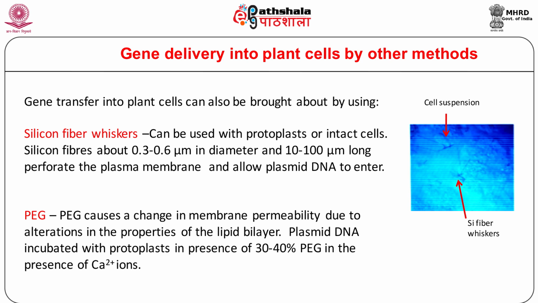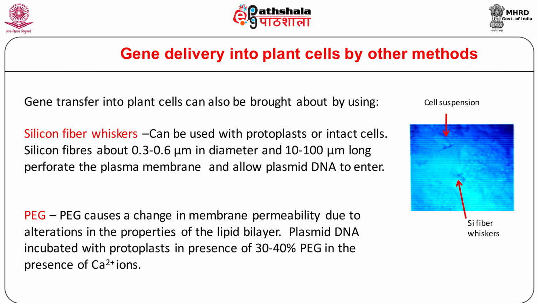Three more strategies have been used for direct gene transfer by various laboratories. All of them use protoplast for transformation, which is a problem because regeneration from protoplast is not easy. Silicon fiber whiskers puncture the membrane through which the DNA can enter. The whiskers are mixed with plasmid DNA and function as numerous needles facilitating DNA delivery by cell perforation and abrasion.